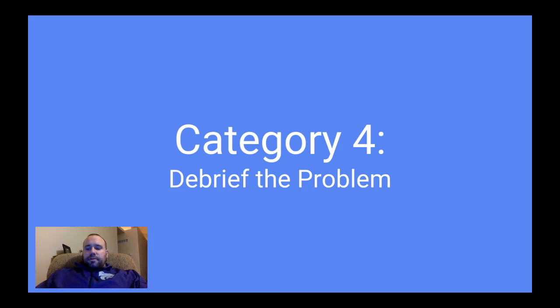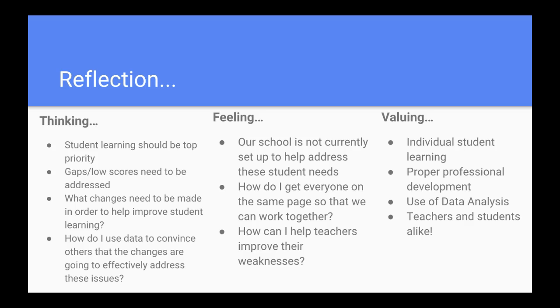Category 4 would be debriefing the problem. This asks us to reflect on our thinking, feeling, and values. What I was initially thinking was that student learning needs to be the top priority of the school. There are gaps and low scores that need to be addressed within the school, so changes will need to be made. But what changes will be made to help improve student learning? And how do I go about convincing others that these changes are going to be effective and address the issues we have at hand?